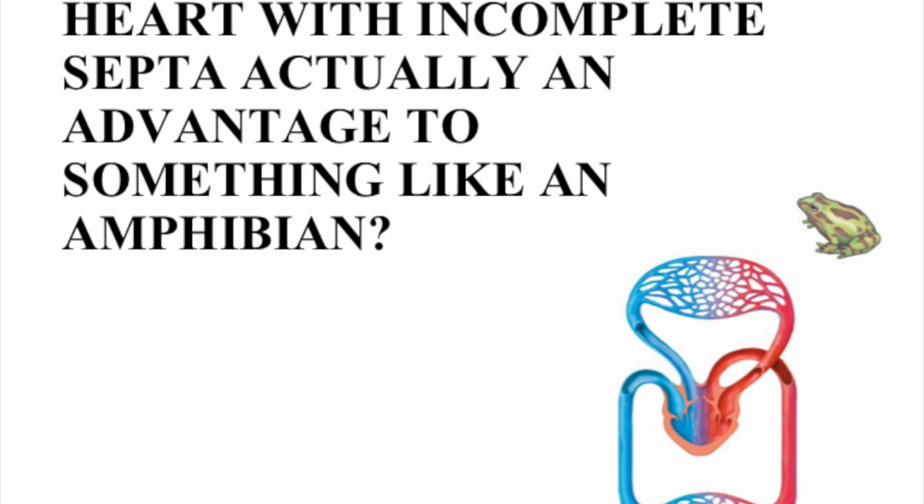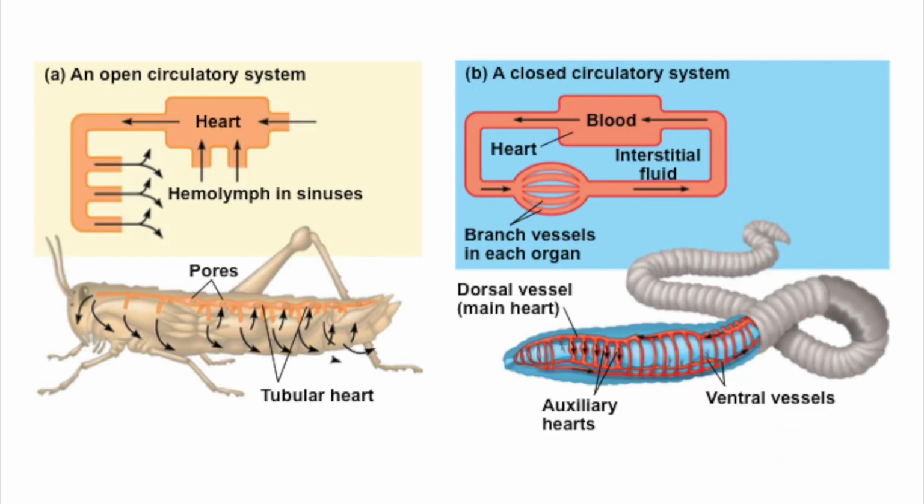This slide got cut off. It actually asks, why is a three-chambered heart with incomplete septa actually an advantage to an amphibian? I'll make a pod out of that, but a septa is a separation, and I'll come back to that in just a minute. So you have two types of circulation for organisms.